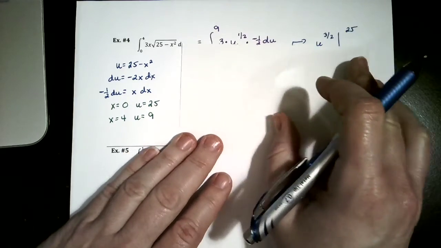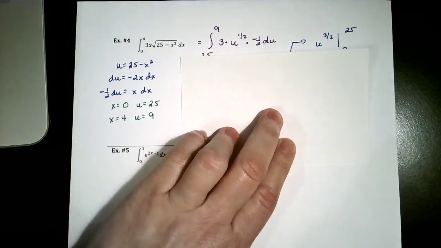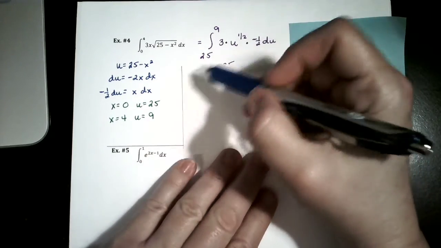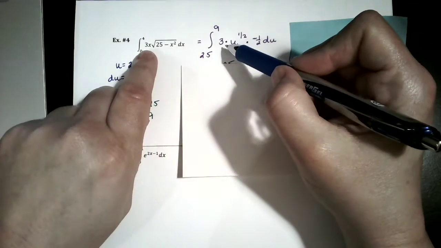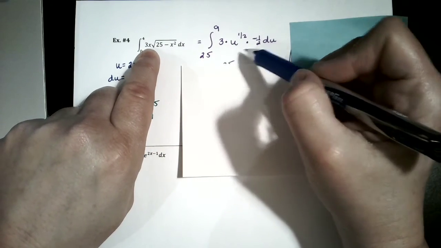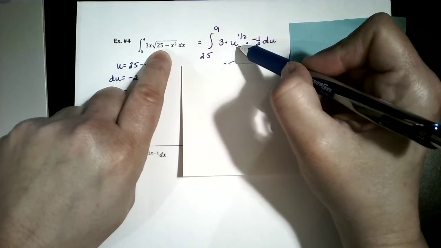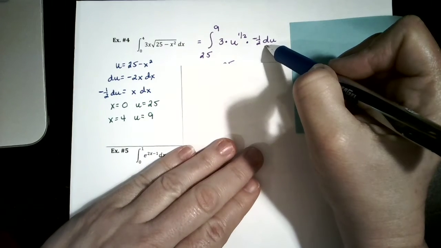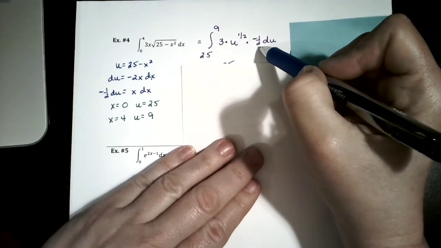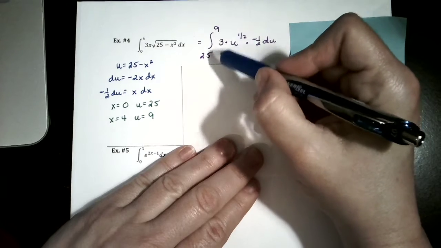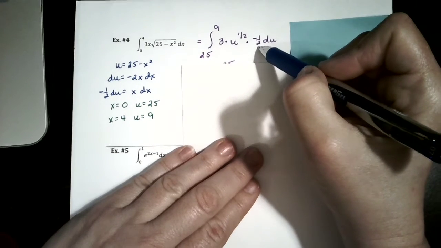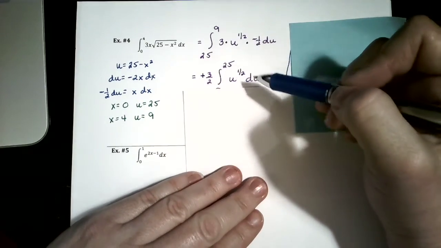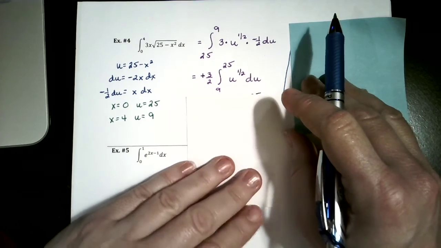So that gives me, oops, don't want to give too many answers away here. That gives me the integral from 25 to 9. There's my 3. That x has been absorbed in the du, u to the 1/2, and then my x dx is negative 1/2 du. So I'm going to pull the 3 and the negative 1/2 out, and I'm going to switch the limits. So 3 times negative 1/2 is negative 3/2, and when I switch the limits, it's going to change the sign, and I get positive 3/2 integral from 9 to 25 of u to the 1/2.